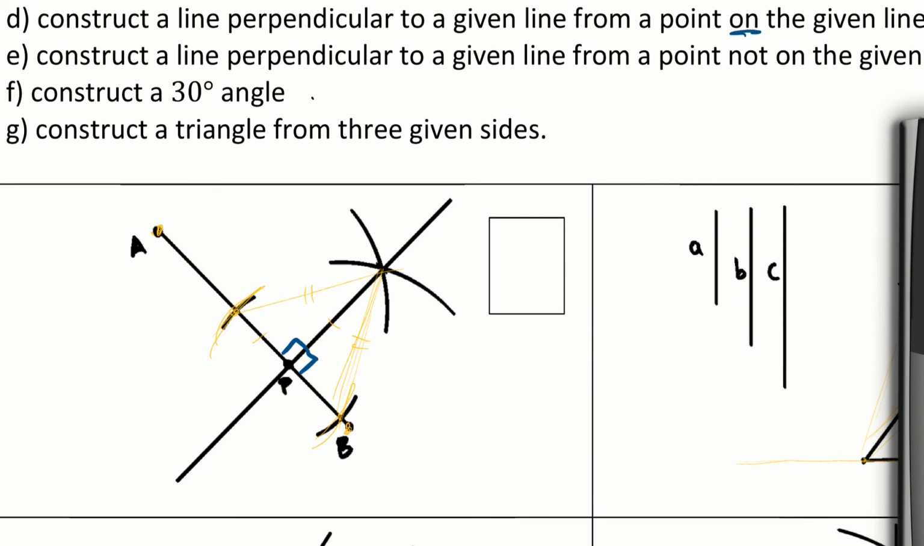The other variation of this would be the one below it. This is D. But on E, I could have a line and a point that's not on it, right here. And the question would be, how can I make the line that's perpendicular to AB that goes through this point right here? What does that construction look like? We could do that as well.